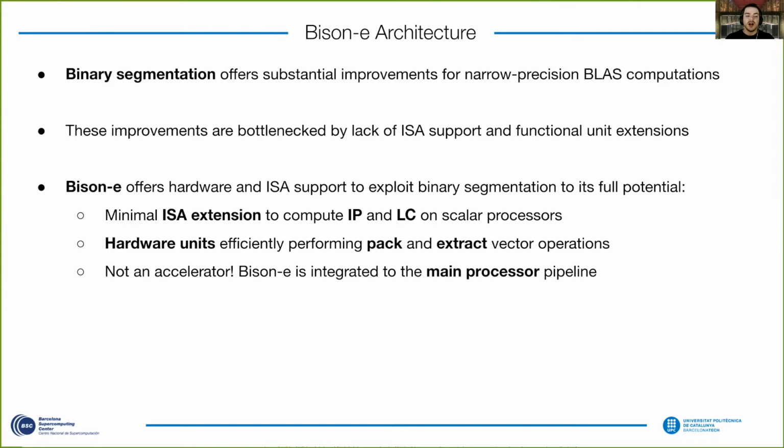BiSone-e is a hardware architecture that offers hardware and ISA support to enable binary segmentation-based computation at the edge. It offers a minimal ISA extension to compute the inner product and the linear convolution on scalar processors, and hardware units that efficiently perform the pack and the extract vector operations. So the operations required to create the input cluster and the ones required to extract a specific slice of the output from the multiplication results. We also want to highlight that BiSone-e is not an accelerator, but a microarchitecture that is integrated in the main processor pipeline.